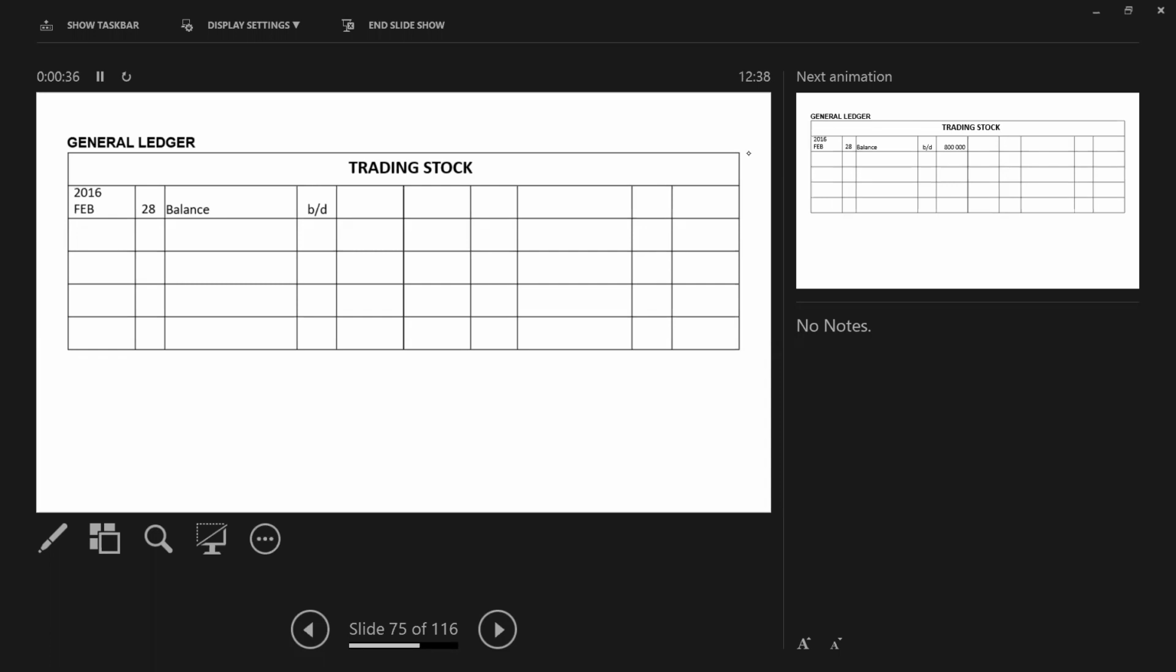Still on the 28th of February, we bought stock worth 350. So that will increase our trading stock on the debit side. And then it'll decrease by trading stock deficit of 30,350. Stock left will be 770,000, which is equivalent to the stock we have in the warehouse. And that's what we are going to start the new financial year with: stock worth 770,000.